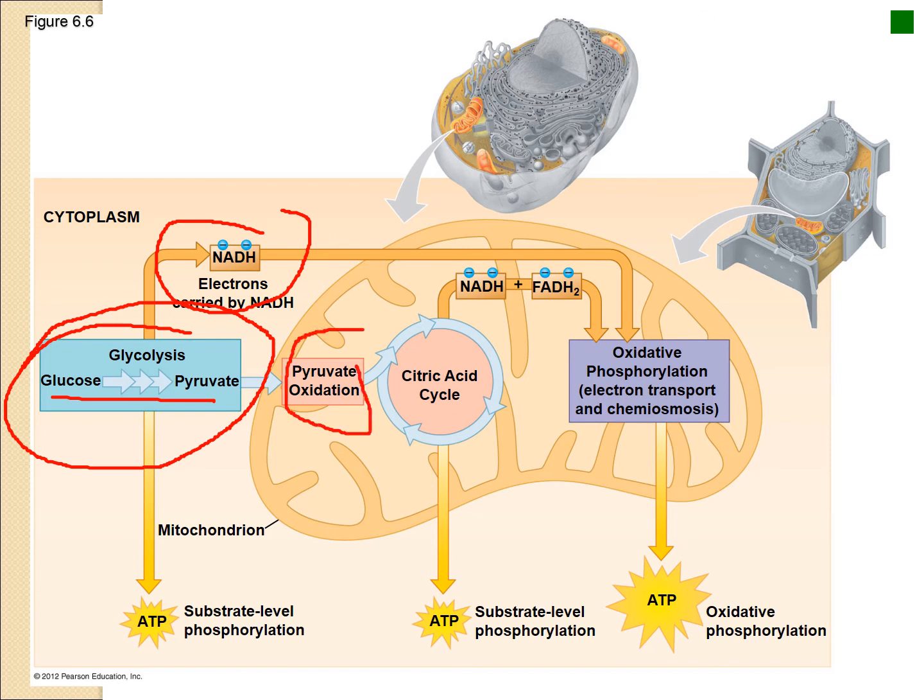So pyruvate is broken down into something called acetic acid, which is vinegar, and it then goes into what's called the citric acid cycle. The cycle is basically the production of citric acid. We're not going to go through the whole thing, but it goes through a cycle that tears apart the pyruvate that was now turned into acetic acid. It tears it apart, releases CO2.